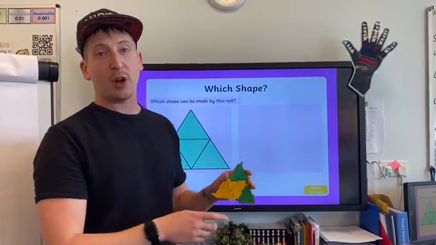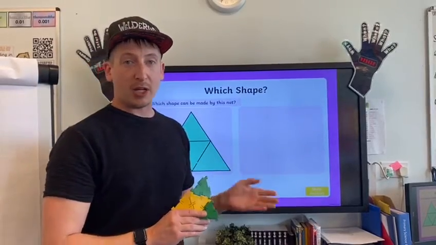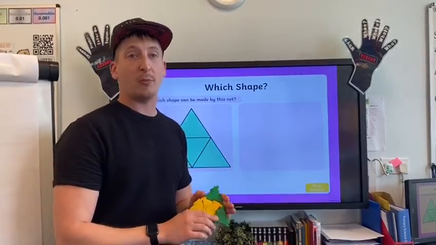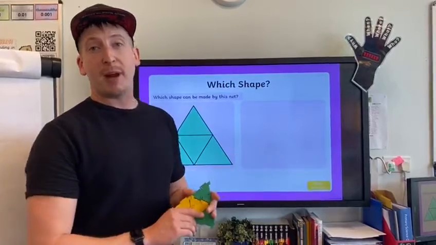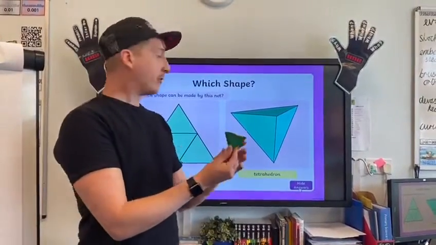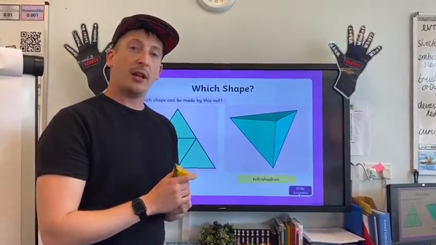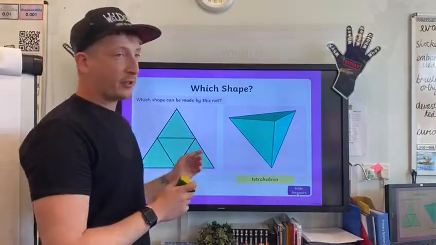If you've got some stuff at home to use, you can. If not, there's loads of different websites on the internet where you can build these, or you could do it with a bit of paper or a bit of card. Find out what shape it makes. So hopefully, like the answer says on the board, you came up with something that looks like this. This shape is a tetrahedron. Have a go at some of the rest of the ones on the slides.